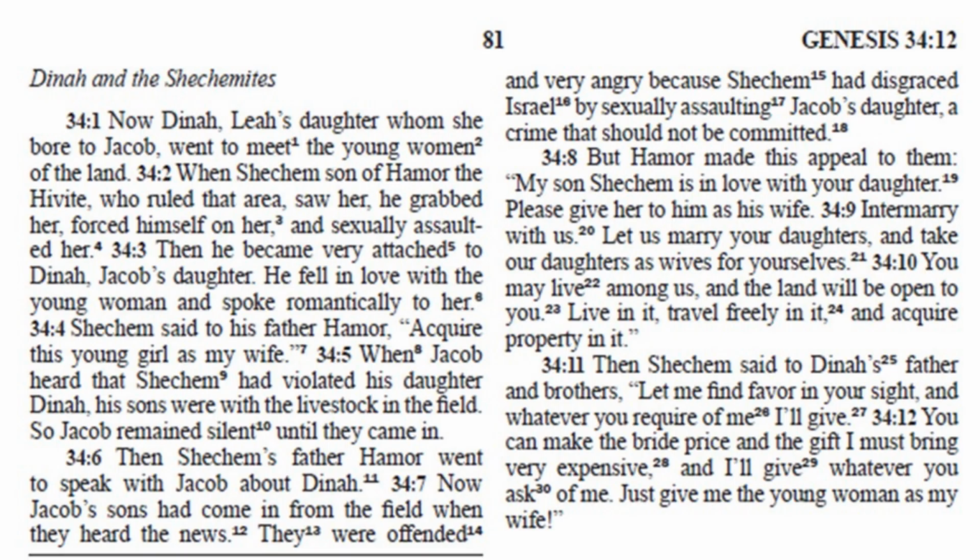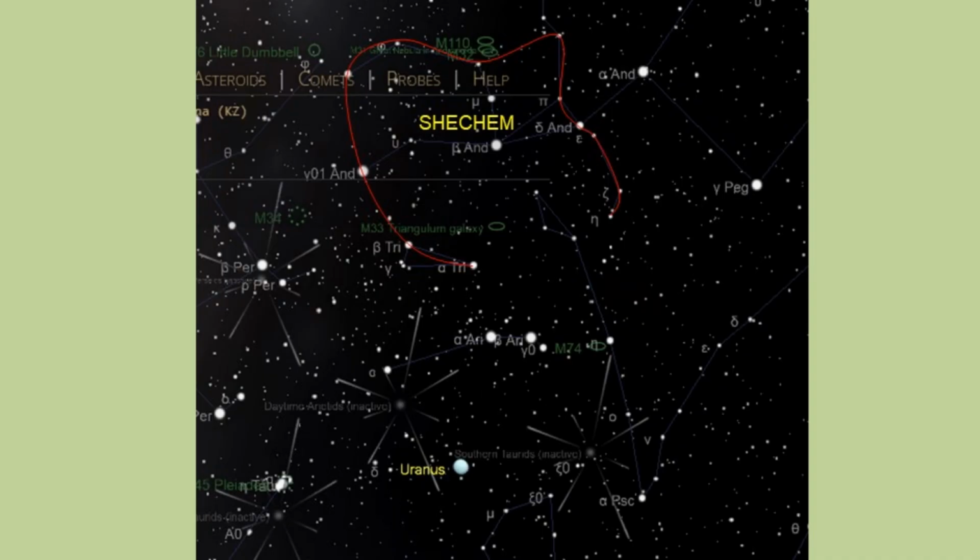The chapter number 34 mentions about two important events. One is related to the sexual assault of Jacob's daughter Dinah, and the second one is related to the destruction of Shechem.